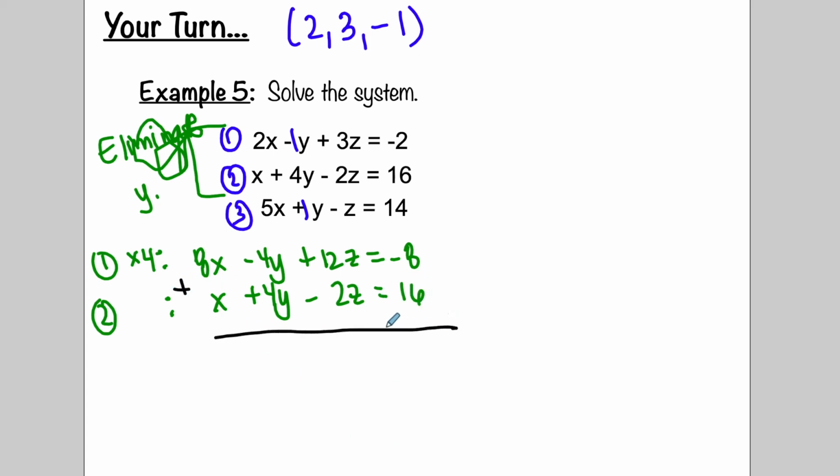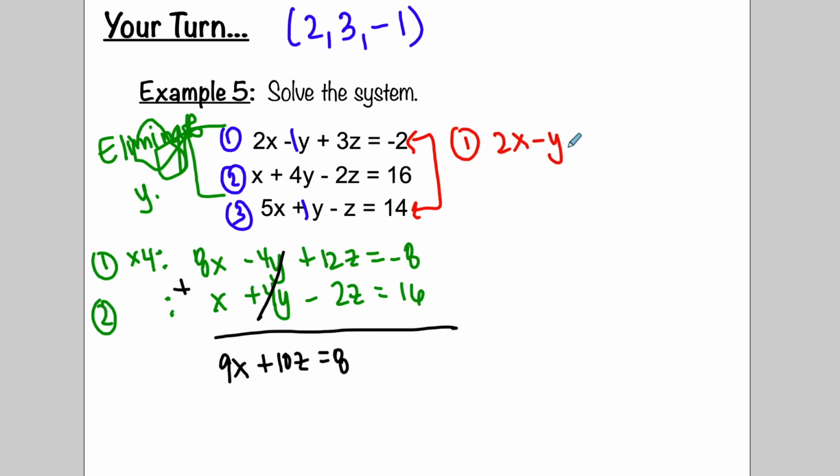Now I'll go ahead and add the two together. I will have 9x, the y's cancel, and then I have plus 10z equals 8. So that's my first equation for my system of 2 equations. Now I'm going to move on. You can stick with using equations 2 and 3 if you like to keep that process. However, I used 1 and 2. I could also go ahead and use 1 and 3 together. The reason I might use 1 and 3 is if I add 1 and 3 together right now, as is, they will cancel my y's.